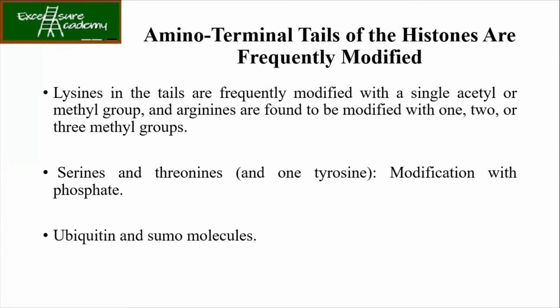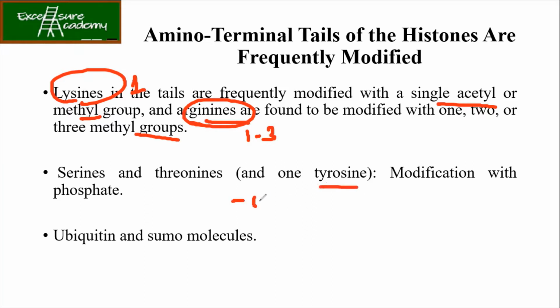Amino terminal tails of the histones are frequently modified. For example, let's talk about these. So lysines in the tail are frequently modified with single acetyl or methyl groups, whereas arginines are found to be modified with 1, 2 or 3 methyl groups. So in the case of lysine we can have 1, whereas in the case of arginine we can have 1 to 3 methyl groups. Then serines and threonines, and sometimes tyrosine also, because they have the OH group in the functional group, get modified with the phosphate group. In certain cases, ubiquitin and SUMO molecules are also added, and then they are targeted for proteolysis.